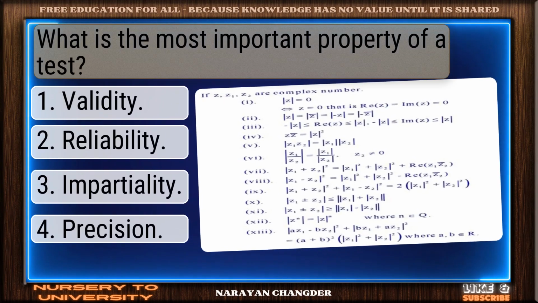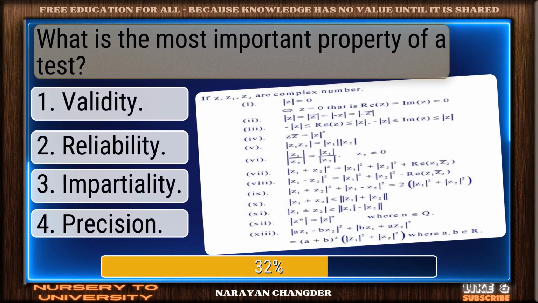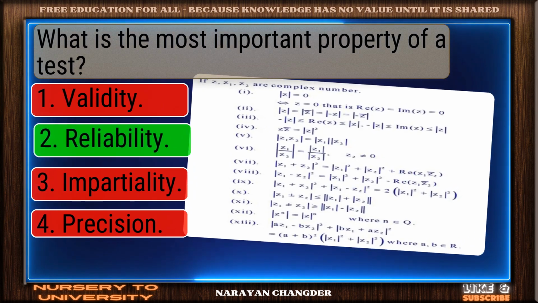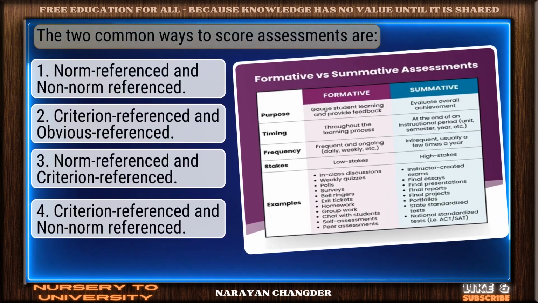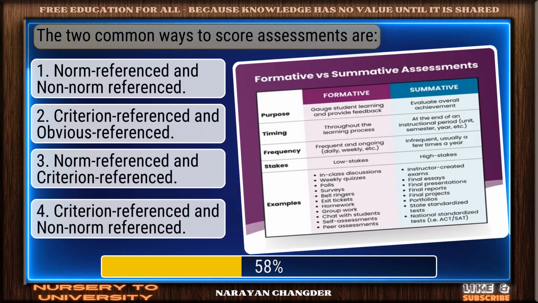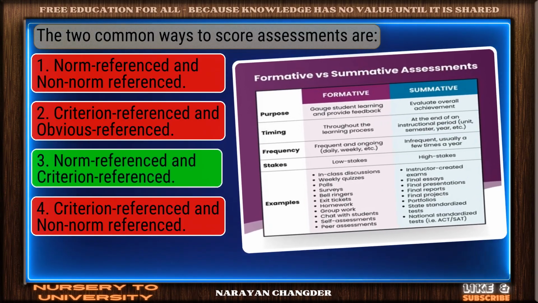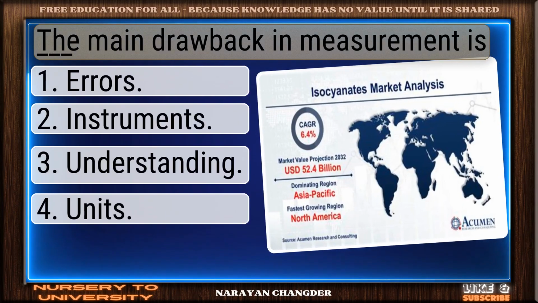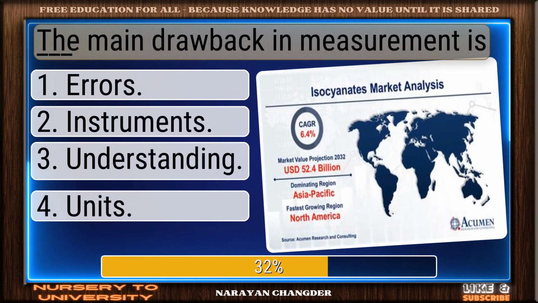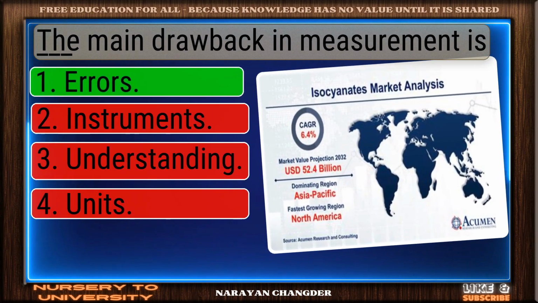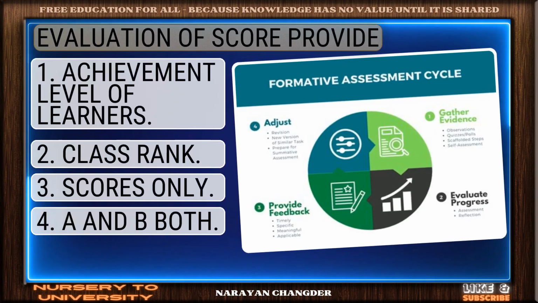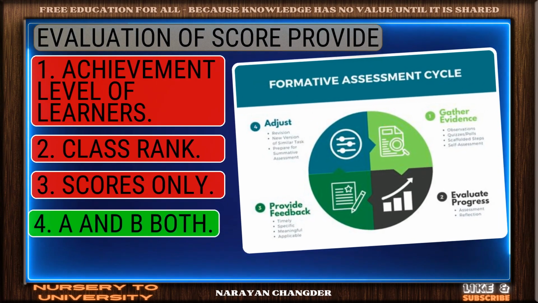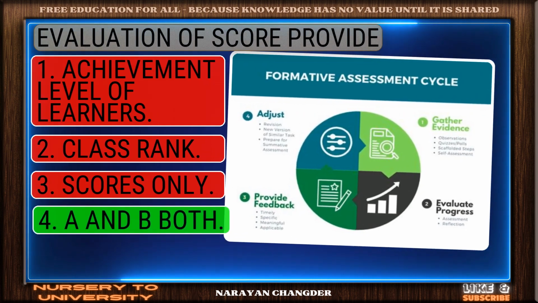What is the most important property of a test? Nicely done. Reliability is a solid answer. The 2 common ways to score assessments are. Right again. Norm referenced and criterion referenced is a valid answer. The main drawback in measurement is dash. You chose errors, and it is correct. Evaluation of score provides correct response. A and B both is the most accurate answer.